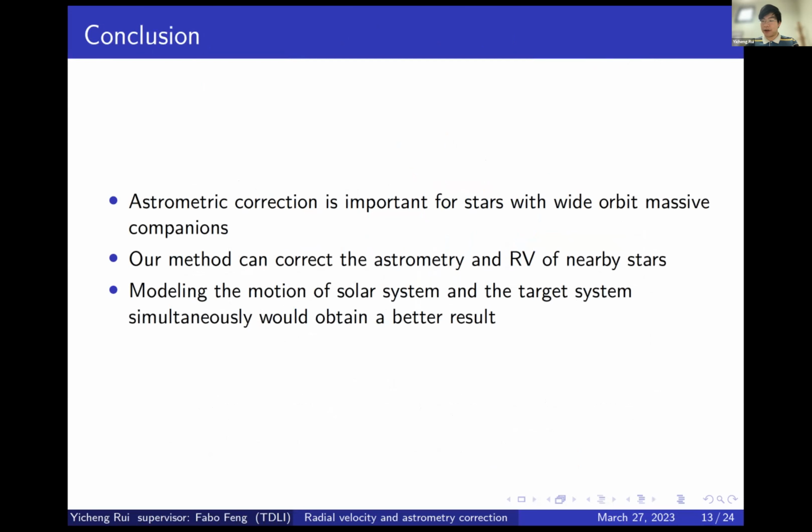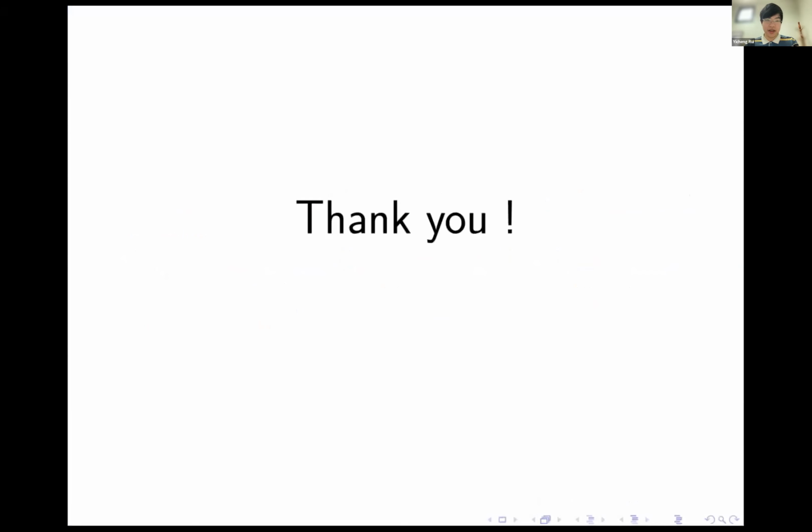This is the result of our simulation. Our method can correct the astrometry and radial velocity of nearby stars, which is shown by the examples of GJ 506 and Barnard's star. Finally, we can model the motion of the solar system and the target system simultaneously in future work. This is because our method corrects the astrometric bias caused by nonlinear motion, however, we simply use a linear model to correct it. So modeling the nonlinear motion of the target could give a better result for targets whose companion's period is longer than the baseline of radial velocity observation. That's all. Thank you.